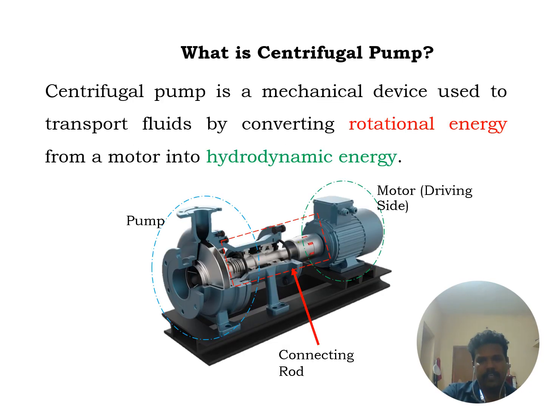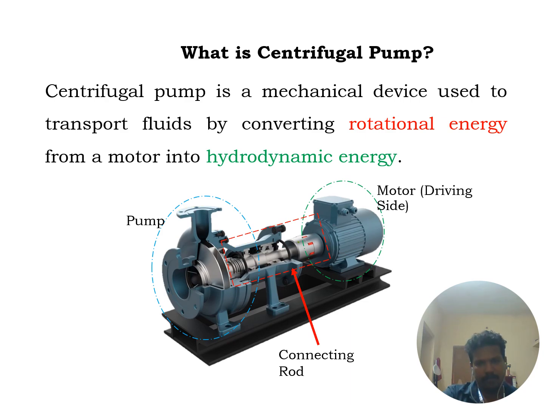What is a centrifugal pump? A centrifugal pump is a machine that converts rotational energy into hydrodynamic energy to move fluids. It is powered by an internal combustion engine or an electrical motor, connected through flexible or direct coupled drives. The most common type is a direct coupled centrifugal pump with an electric motor.